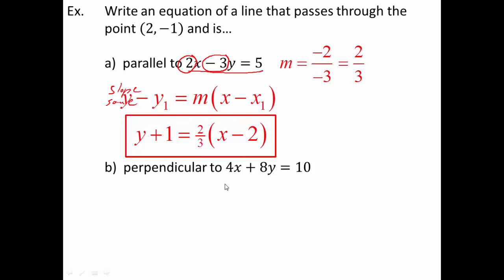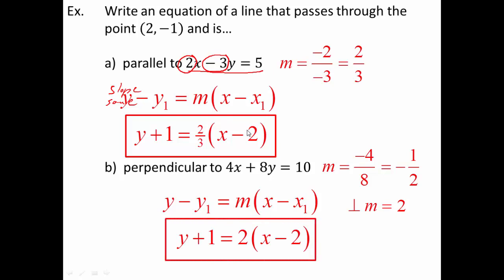So if I have a slope of, let's say, negative 4 over 8, in other words, a slope of negative 1/2, opposite reciprocal means I need to flip and switch. So I need to flip 1/2 to become 2 over 1 and switch the sign from negative to positive. So my perpendicular slope will just be positive 2. So there's my slope, still have the same coordinate. So my line is y plus 1 equals 2 times (x minus 2).